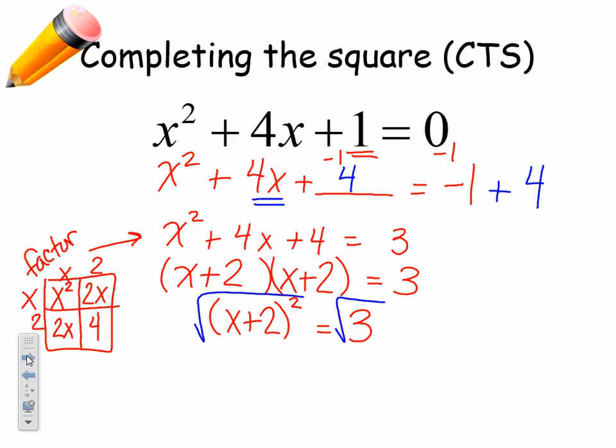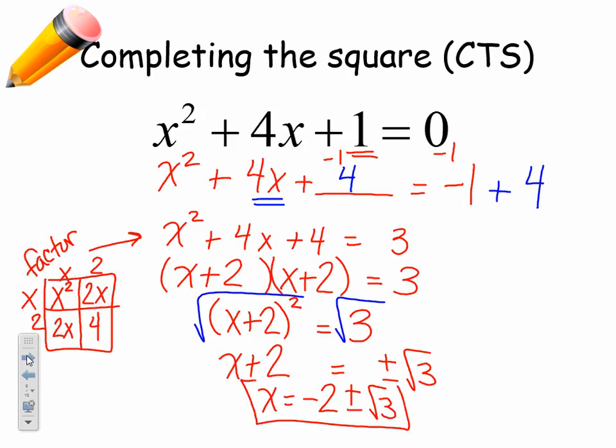So I end up with x plus 2 on this side, and on this side I get that plus or minus square root of 3. And x is almost alone now, so now I go ahead and subtract the 2. X equals negative 2 plus or minus the square root of 3. So the process of completing the square finds me those two solutions. One of them is negative 2 plus the square root of 3. The other one is negative 2 minus the square root of 3.